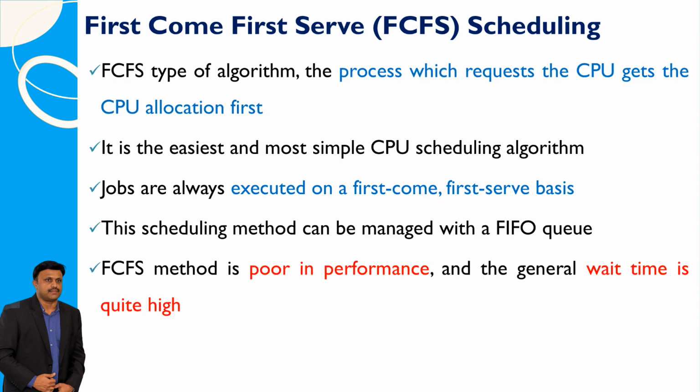The first-come first-serve scheduling algorithm prioritizes CPU allocation based on the order of process requests. It operates on a first-come, first-served basis, utilizing a FIFO queue to manage jobs. While straightforward and simple, FCFS tends to perform poorly with high wait times, making it less efficient compared to other scheduling methods.